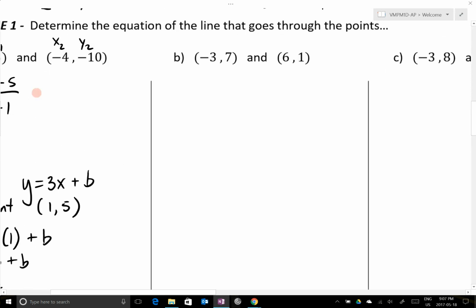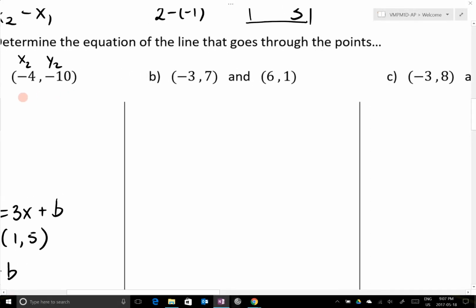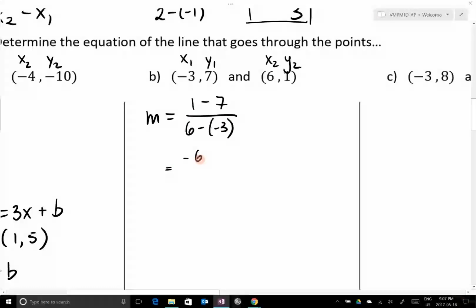Let's try another example. -3 and 7 and 6 and 1. Here I'm going to make this one x1, y1, and this one x2, y2. Using the slope formula, find the slope. y2 minus y1, so 1 minus 7, divided by x2 minus x1, 6 minus -3. 1 minus 7 is -6. 6 minus -3, the double negative makes me add these two numbers together, so 9. And -6 over 9 in lowest terms is -2 over 3, and there's my slope.